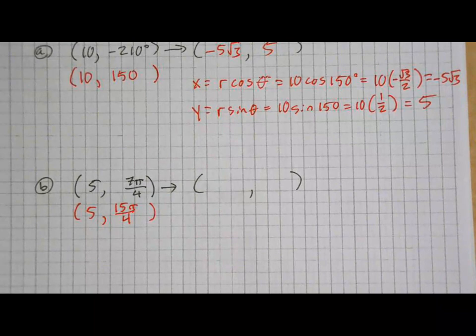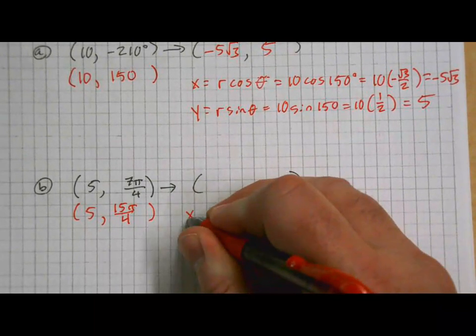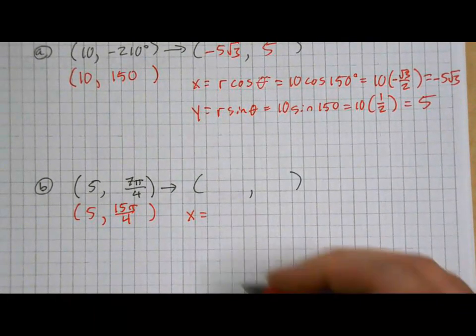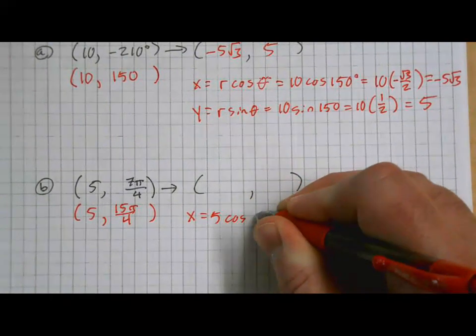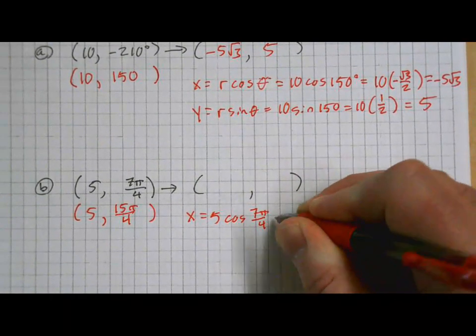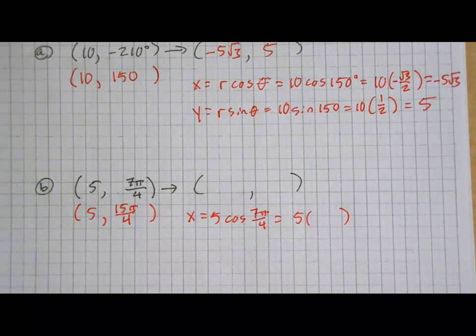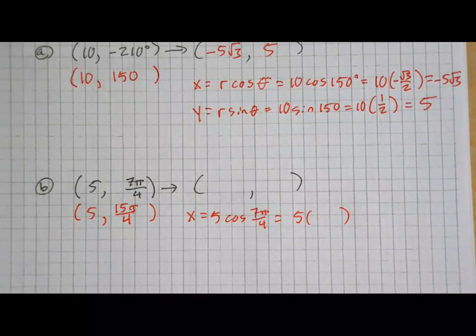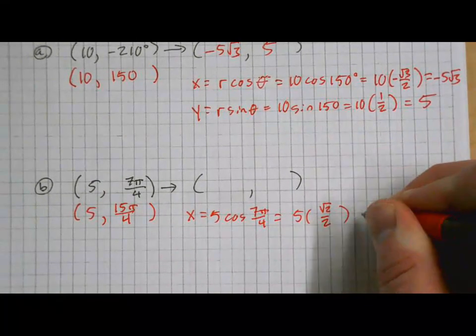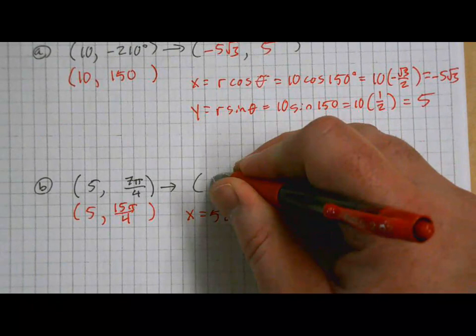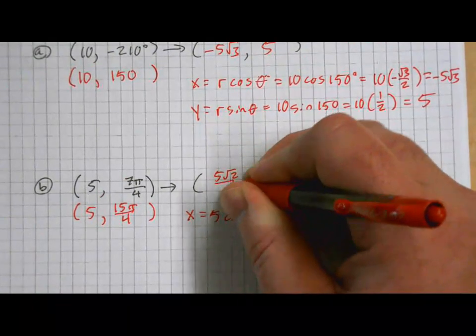All right, let's go ahead and do this. So our x coordinate is going to be r times the cosine of theta, so 5 times the cosine of 7 pi over 4. 5 times cosine 7 pi over 4. 7 pi over 4 is in quadrant 4, so cosine's positive. And that's that multiple of 45 degrees, so they're all root 2 over 2's. Positive root 2 over 2. So that gets me 5 root 2 over 2.